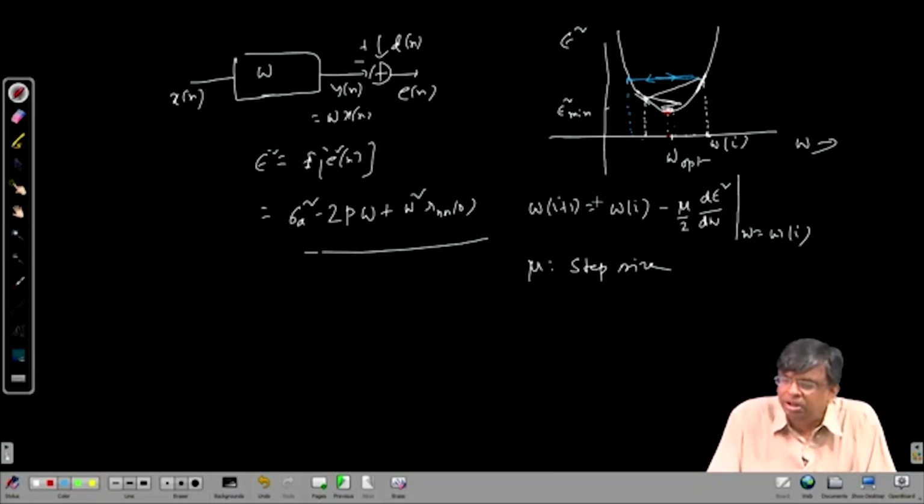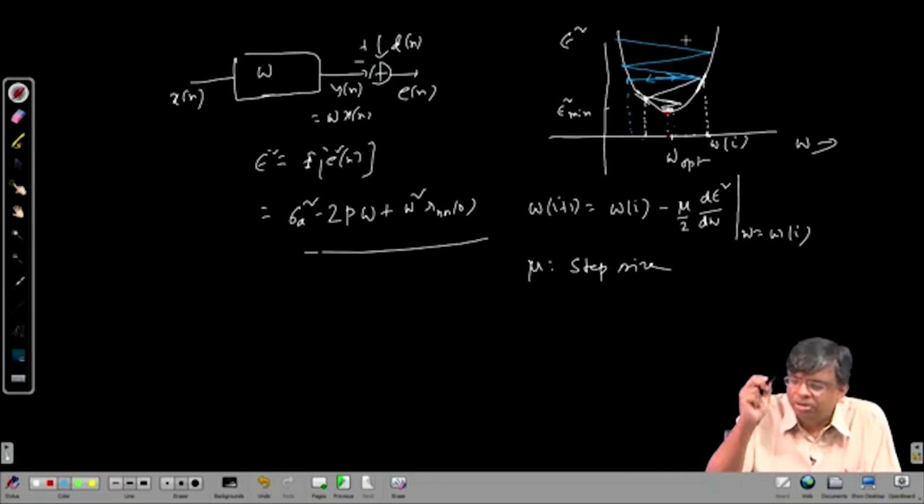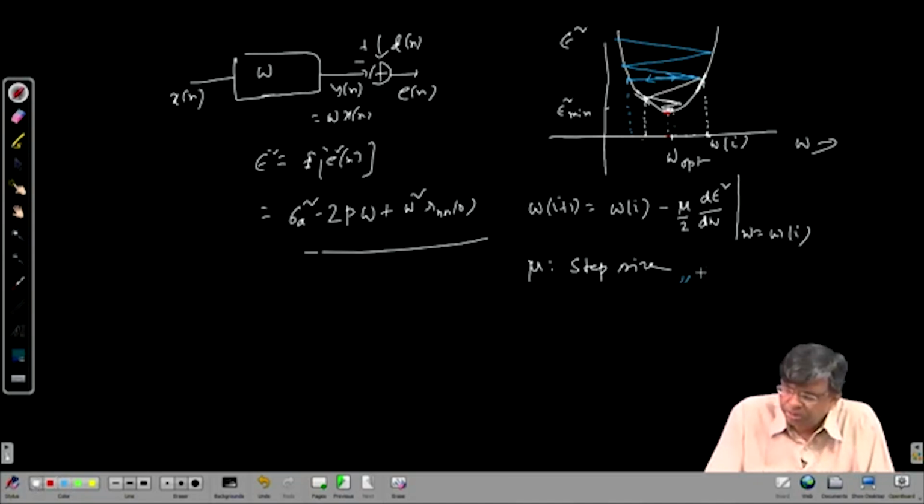If I still become greedier, then from here I will not go here, I will go further to the left. So, I will go up to this, and from here I will go like this, then like this, I will go up, it will diverge. This shows it has an upper limit for convergence.